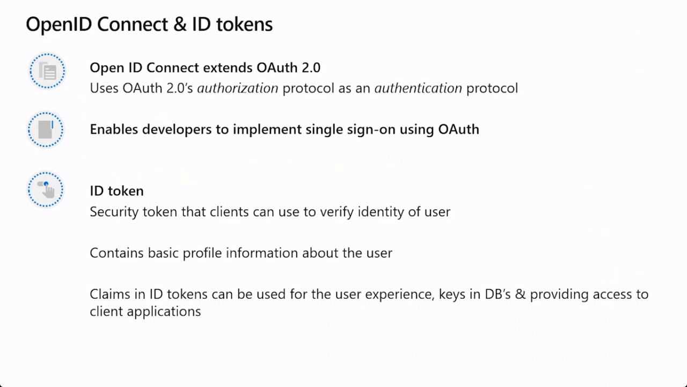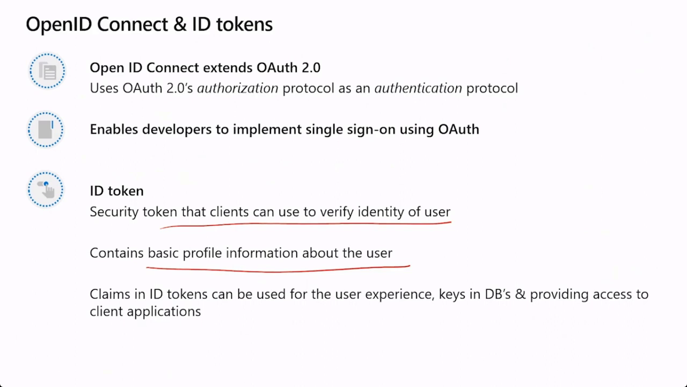The first type of token is an ID token that is made available via Microsoft Identity support of the OpenID Connect protocol. OpenID extends the OAuth 2.0 authorization protocol to use as an authentication protocol so that you can implement single sign-on using OAuth in your applications. It also introduces the concept of an ID token. So an ID token is a security token that allows the client to verify the identity of the user. The ID token also gets basic profile information about the user.